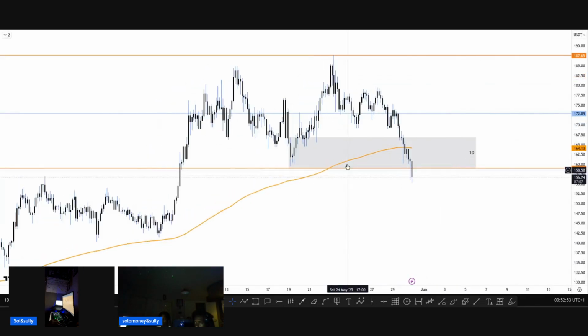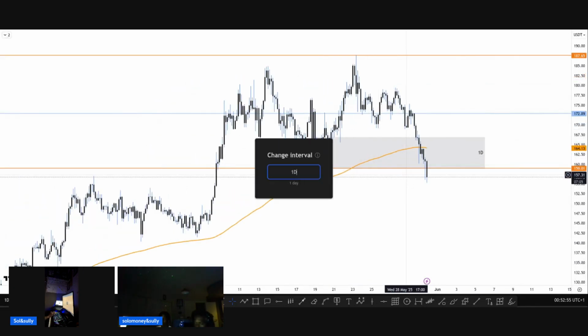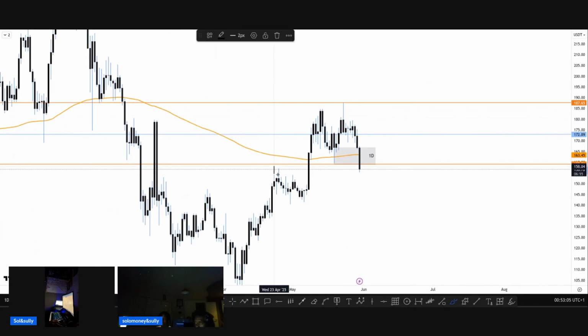And Solana, look, the same thing. The structure is this, this is not a real structure. Why? Because it's within this. So this didn't really do anything. So that's why we're potentially looking for this now.